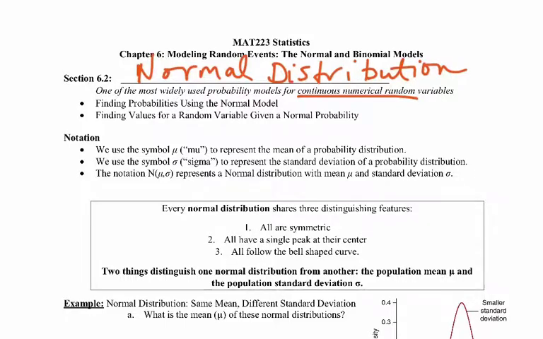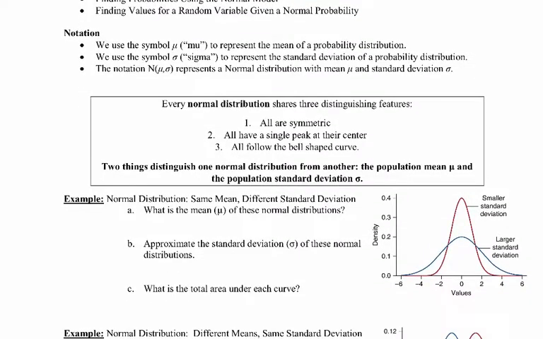The notation that we use for a normal distribution is this symbol right here. It's the Greek letter mu, and it tells you that you're looking at the mean of the probability distribution. The one below it is called sigma. That's the lowercase letter sigma, and that represents the standard deviation of a probability distribution. So when you see the notation with a capital N, that indicates that you're looking at a normal distribution with a mean of mu and a standard deviation of sigma. They have to give you those two things so that you can work with the distribution.